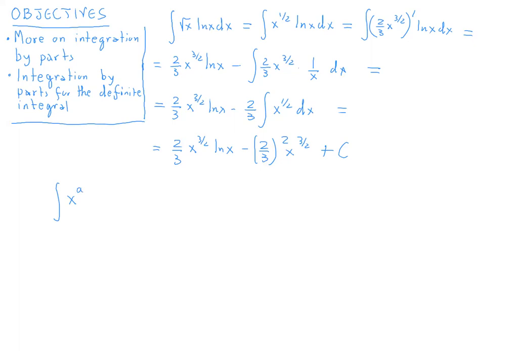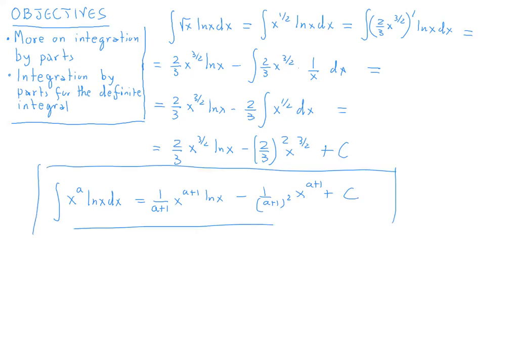Well, once you do several of these examples, you realize that as long as a is different from -1, because then the antiderivative formula is not going to hold, then the integral of x to the a times ln of x is going to be 1 over a plus 1 x to the a plus 1 ln of x minus 1 over a plus 1 squared x to the a plus 1 plus c. That's a very general formula that can be proven in exactly the same way without much more difficulty, actually.